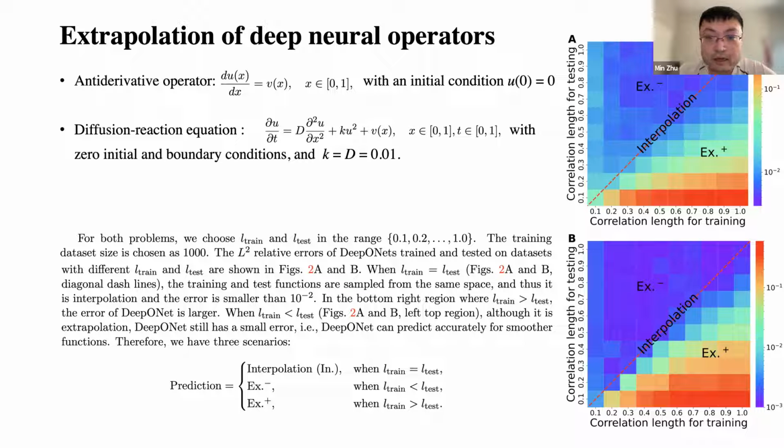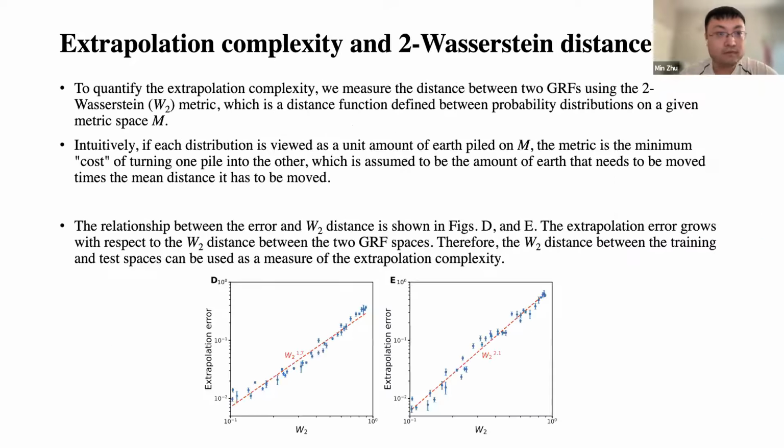And here the extrapolation for functions with a smaller L is denoted by EX minus, whereas the extrapolation for functions with larger L is denoted by EX plus. So far, so good. Any questions? Okay.